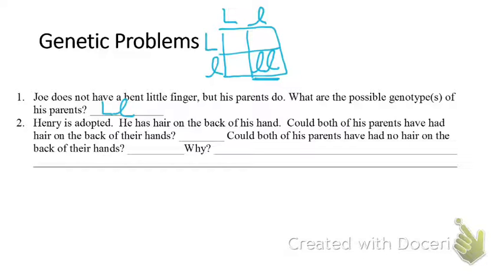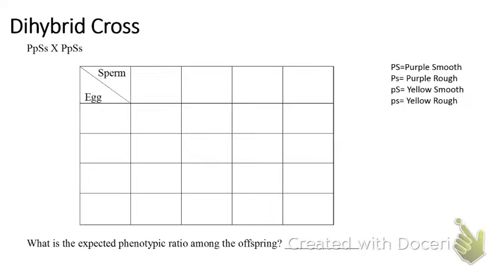Henry is adopted and he has hair on the back of his hand. Could both of his parents have had hair on the back of their hands? Yes, because it's a dominant trait. Could both of his parents have had no hair on the back of their hands? No, because that's homozygous recessive. And since he has hair, at least one of his parents had to have had hair on the back of their hands.